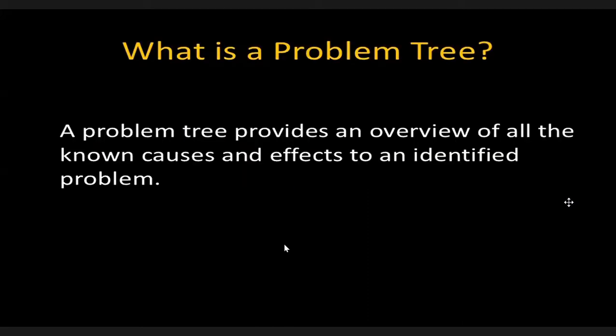Next slide, please. So what is the problem tree? A problem tree provides an overview of all the causes and effects of an identified problem. It seems that you already have a lot of problems. Each group has identified four or five problems. So the question is how, or to what problem to use and what problem to tackle with regards to your research. Next slide, please.